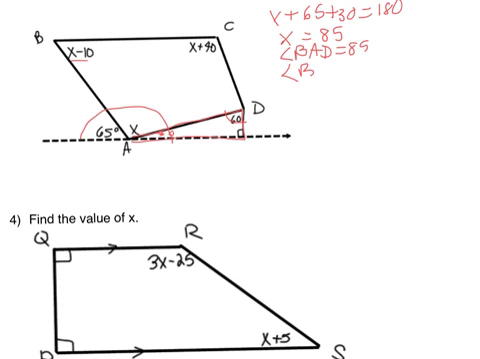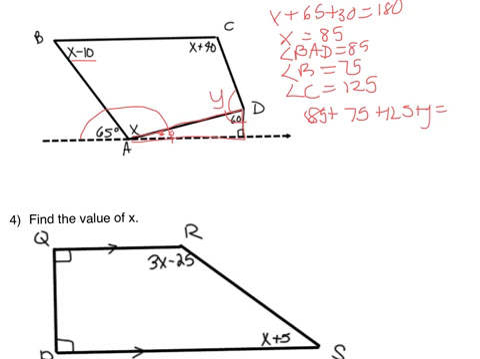So angle B is 85 minus 10, 75. Angle C is 85 plus 40, 125. To find angle D, I'm going to call angle D y. And I'm going to add up the angles of this quadrilateral. So I've got 85 plus 75 plus 125 plus y. And the sum of the interior angles of any quadrilateral is 360.